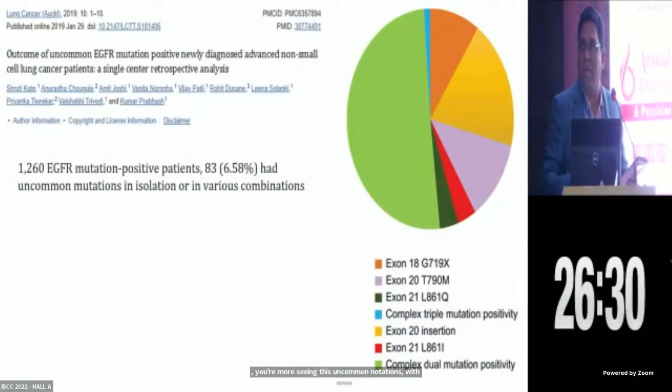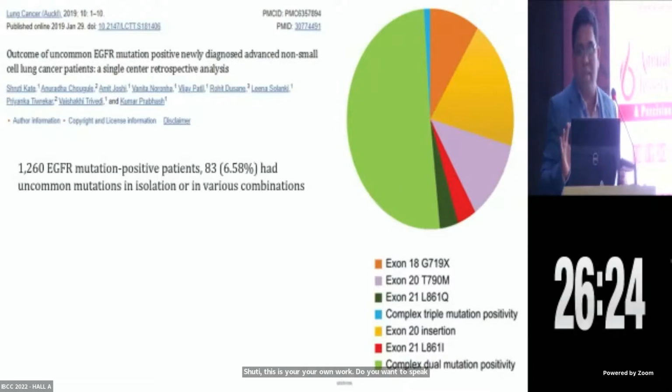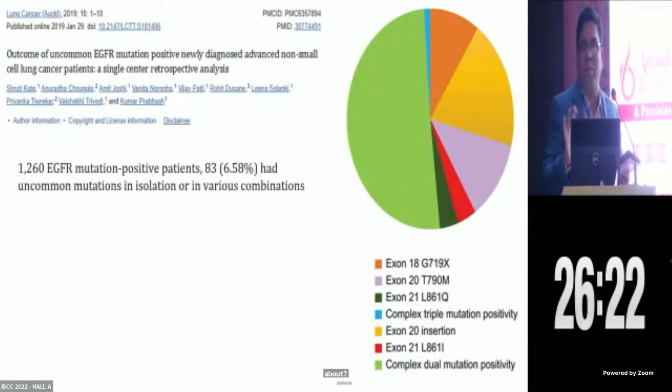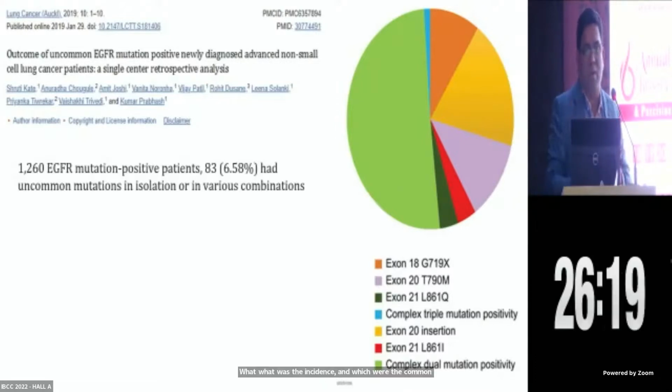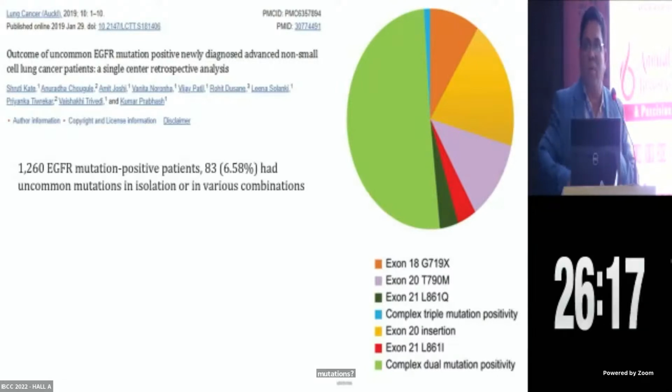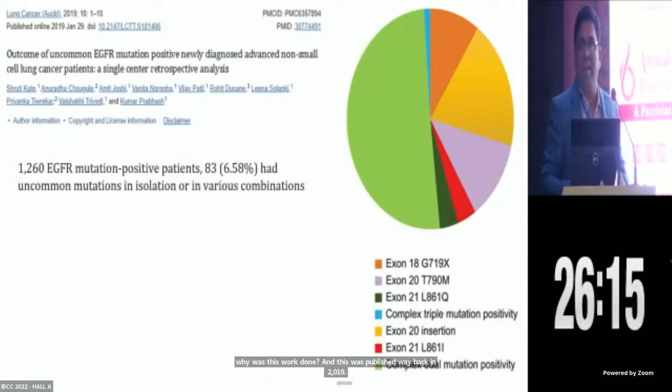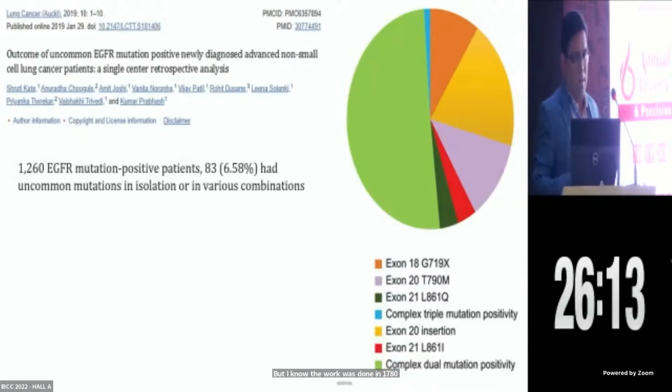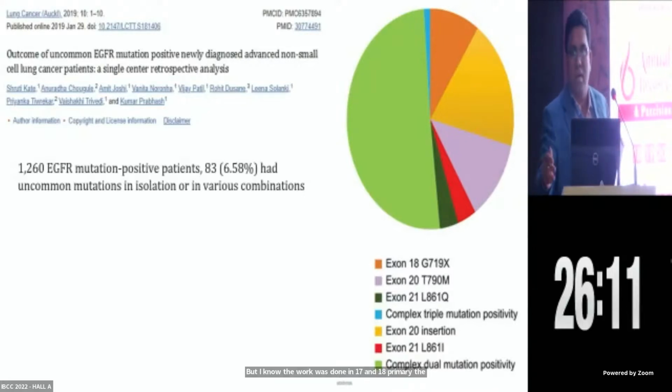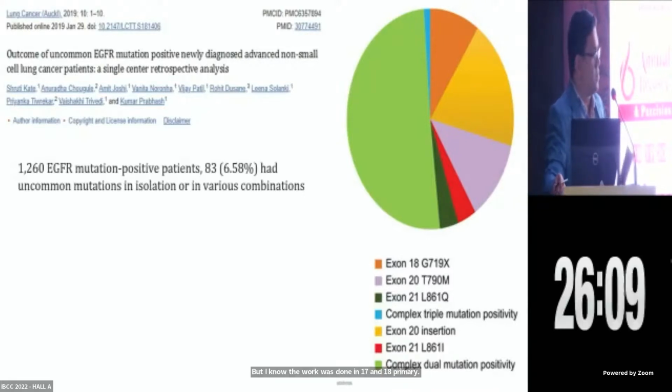Dr. Shruti is here. Shruti, this is your own work. Do you want to speak about what was the incidence and which were the common mutations and why was this work done? This was published way back in 2019, but I know the work was done in 17 and 18 primarily. Yeah, so the paper gives the entire description of the incidence of these mutations in Tata Memorial Hospital.